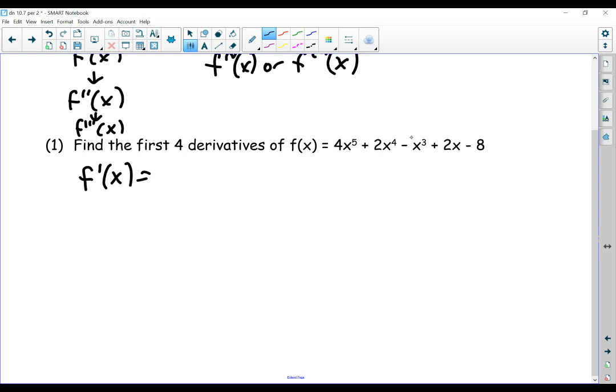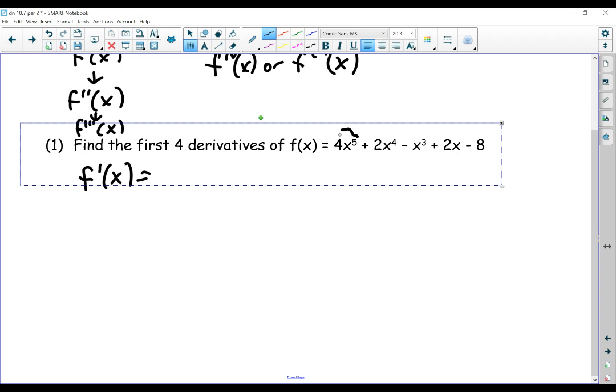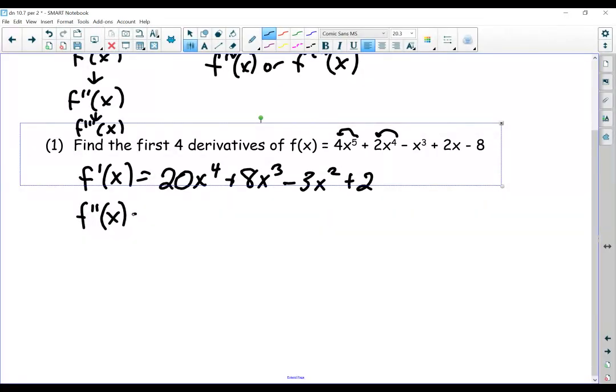I do see some constant multiples here, but because this is like the 4th time, I'm going to go ahead and just apply that rule. So my first term would be 20 if I multiply those two things together, x to the 4th, plus 8x to the 3rd, minus 3x squared, plus 2x is linear, it becomes a 2. 8 is a constant, it becomes 0. There's my first derivative. Now, if I wanted to find the second derivative, I would just take the derivative again.